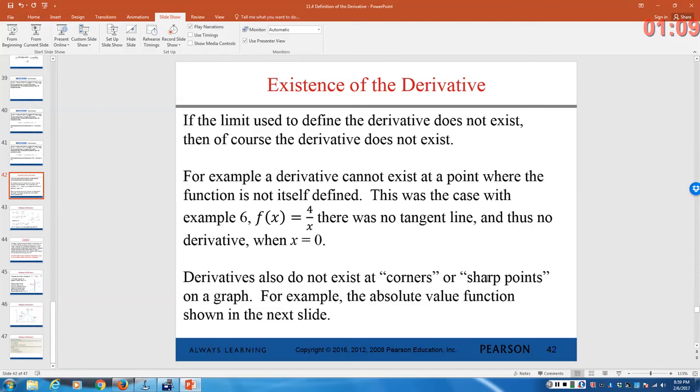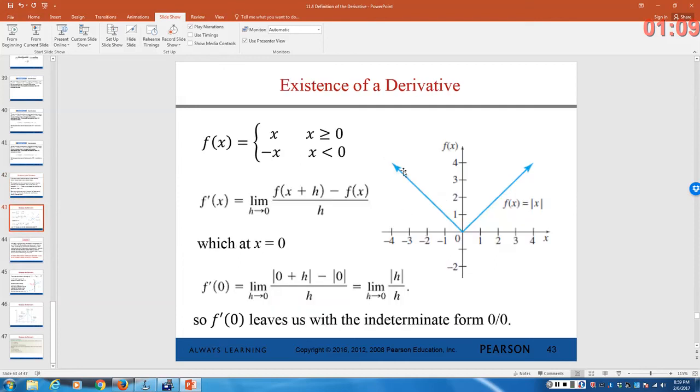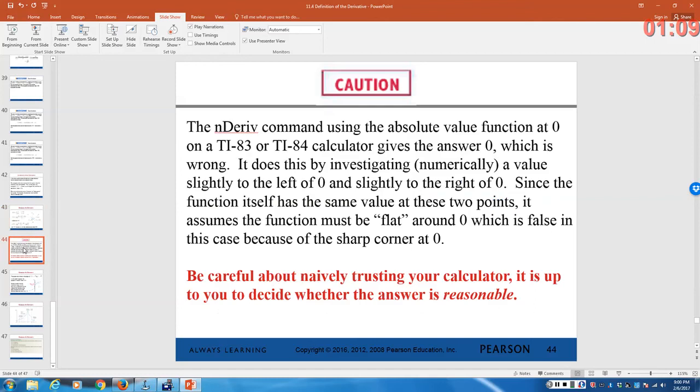So you couldn't calculate a tangent at x equals 0. There's no point to connect to. Derivatives also don't exist at corners or sharp points on a graph. For example, an absolute value function I'm showing you here, there is no derivative at x equals 0 on this function. And the reason there's not is because if you actually do the derivative, it winds up being the absolute value of 0 over 0, and that's not defined either. And that only happens at a sharp point, by the way.